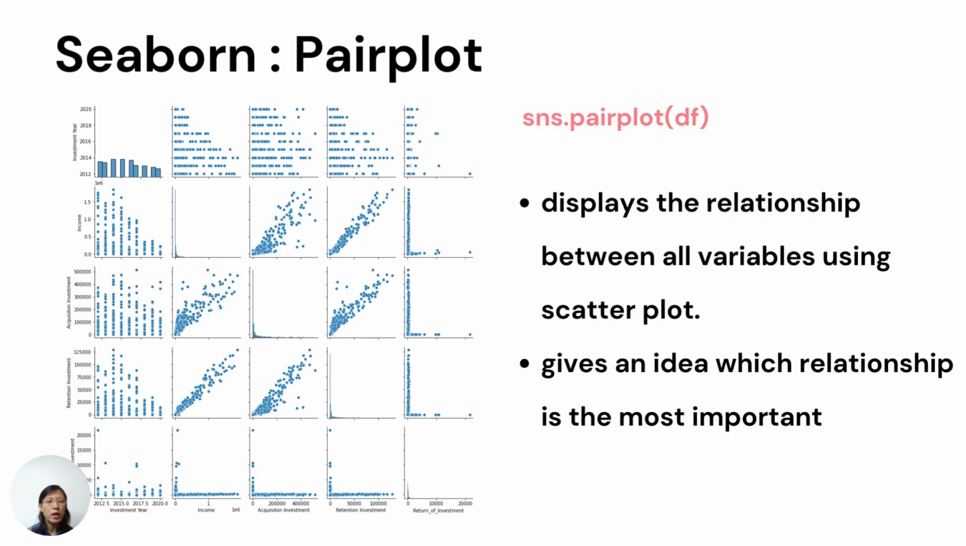By glancing at this graph, you can see that income and investment program, or income and acquisition investment, and acquisition investment and retention investment have high correlation. So pair plot gives an idea which relationship is the most important in this particular dataset.